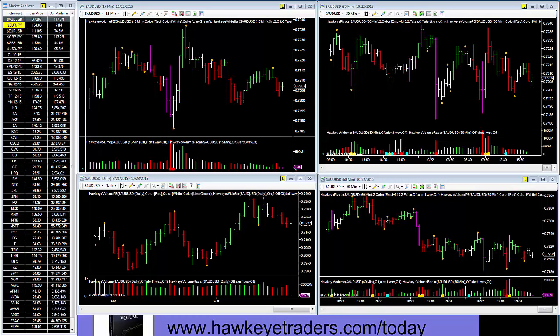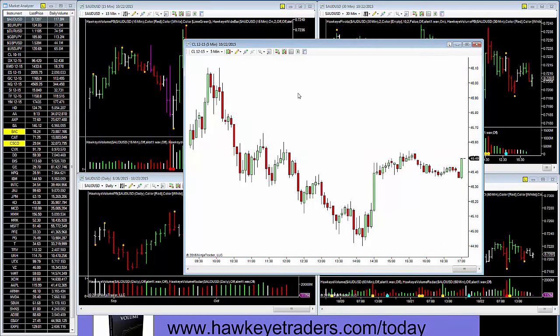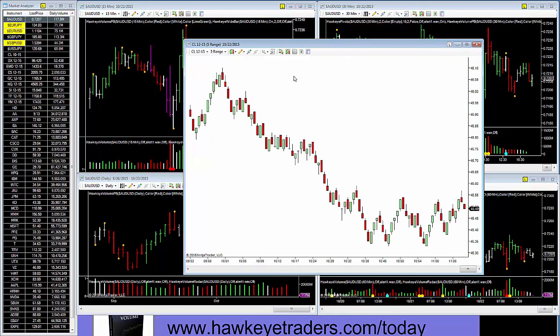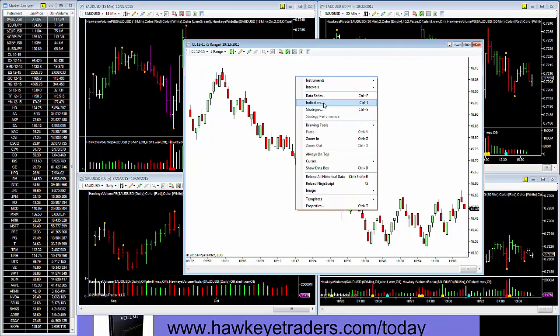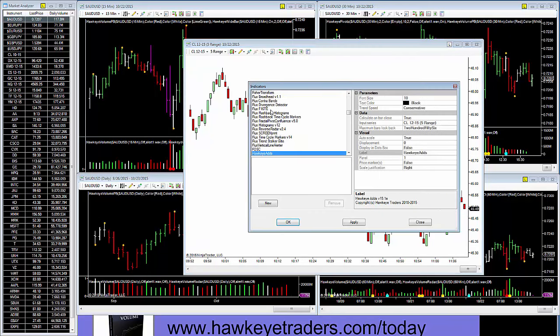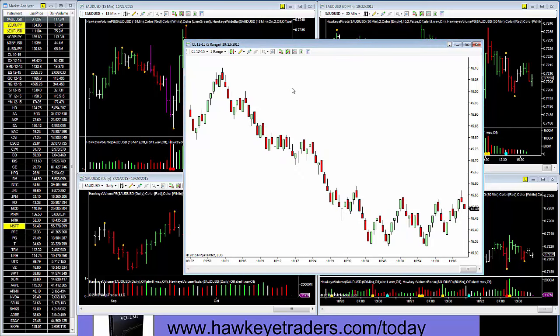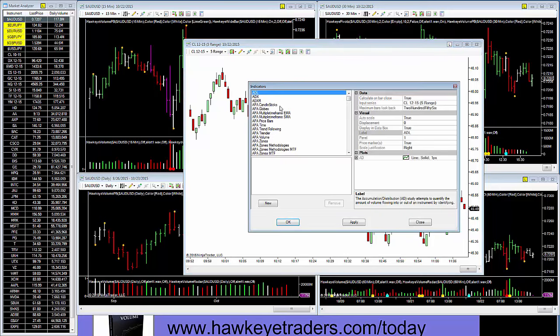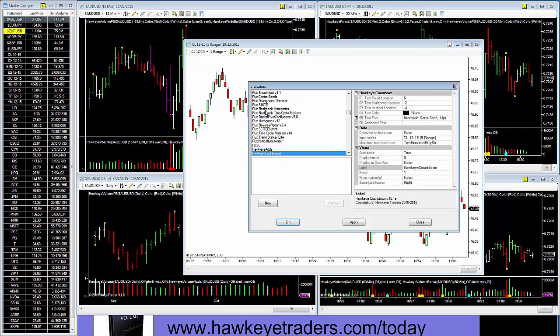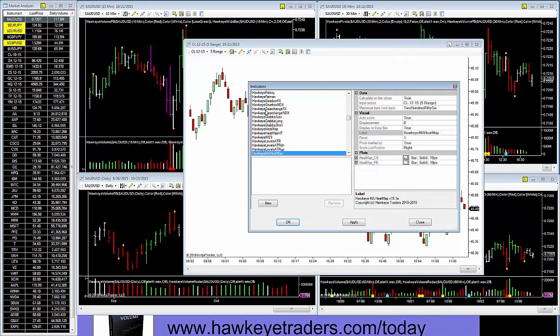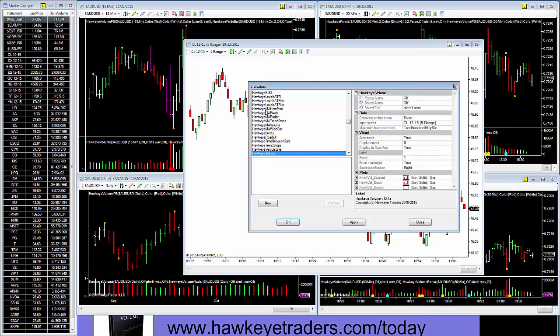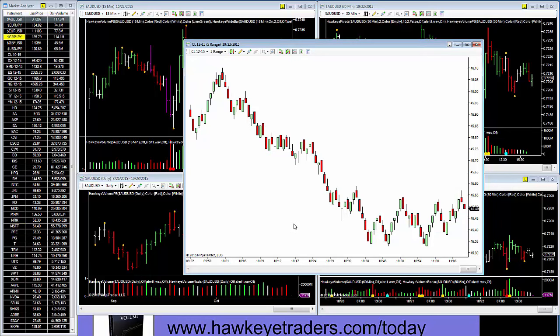I'll pull one up for you just to show you. Okay, I will set up a 5 range chart. Okay, there's a nice 5 range chart. I will put in the indicators here for Hawkeye. Indicators, Hawkeye volume. There we go. Hawkeye volume. There we go.